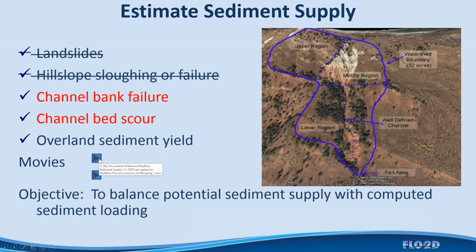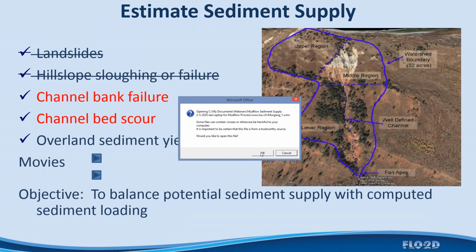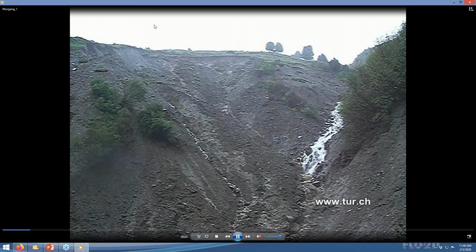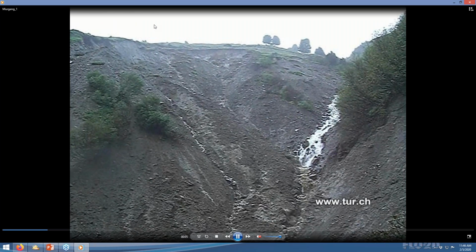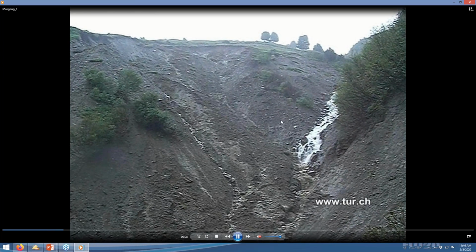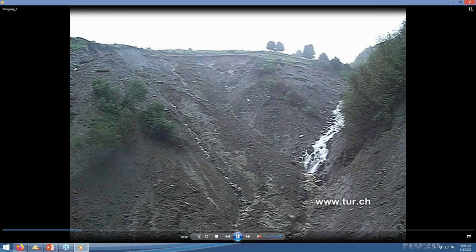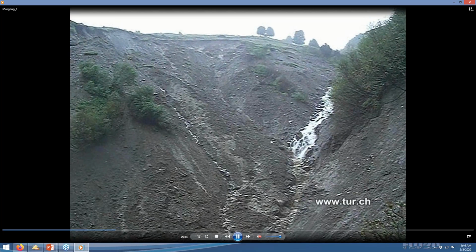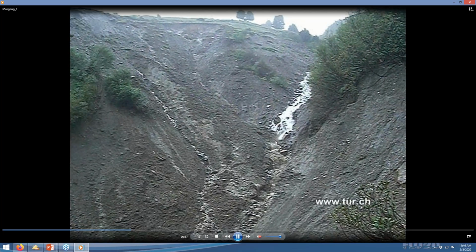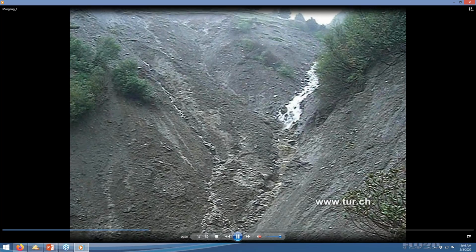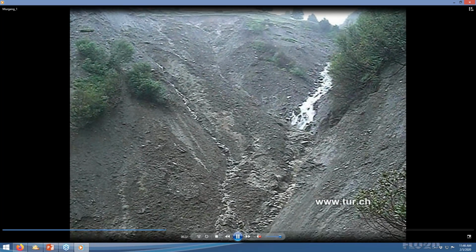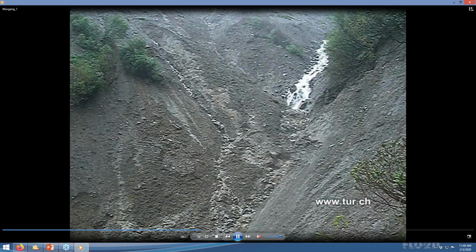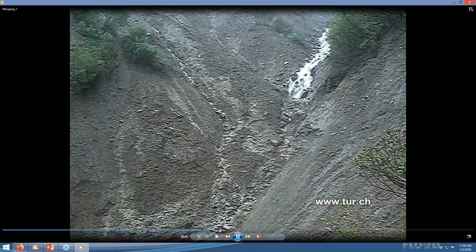So let's take a look at a movie here that I selected for you. The objective of this movie is to show you the differences between the sediment supply and the water volume. Here you see an eroded portion of this watershed contributing sediment, and it's starting to contribute now. You can see the discoloration of the water event coming down from one portion of the watershed, and the mud, boulders and debris being loaded from the other portion of the watershed.